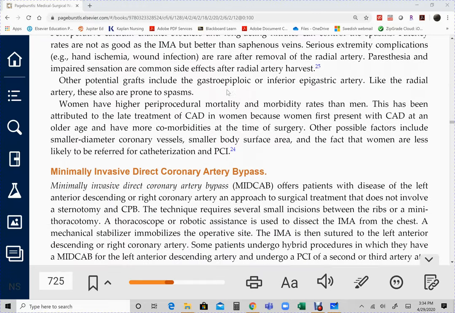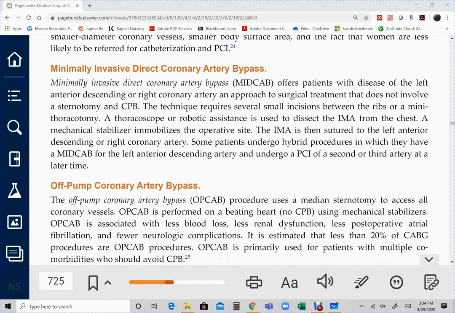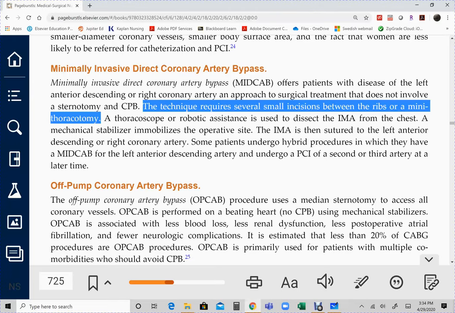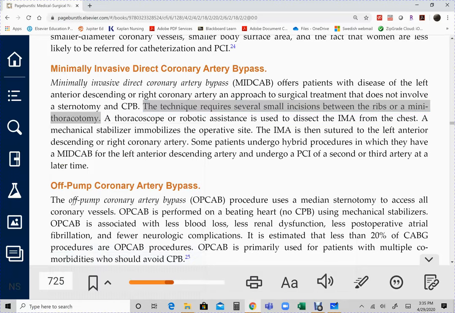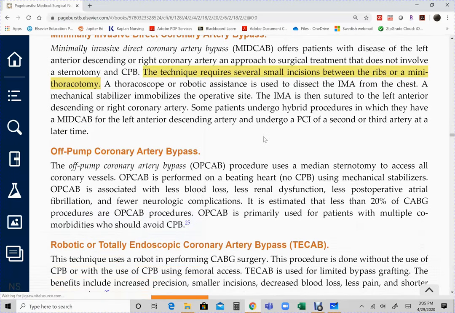There are advanced procedures now. We have MIDCAB, or minimally invasive direct coronary artery bypass. For this one, we don't need to open the patient's chest. These are very small incisions, almost like doing a chest tube insertion. This is using small instruments, just like they do in any other laparoscopic procedure.